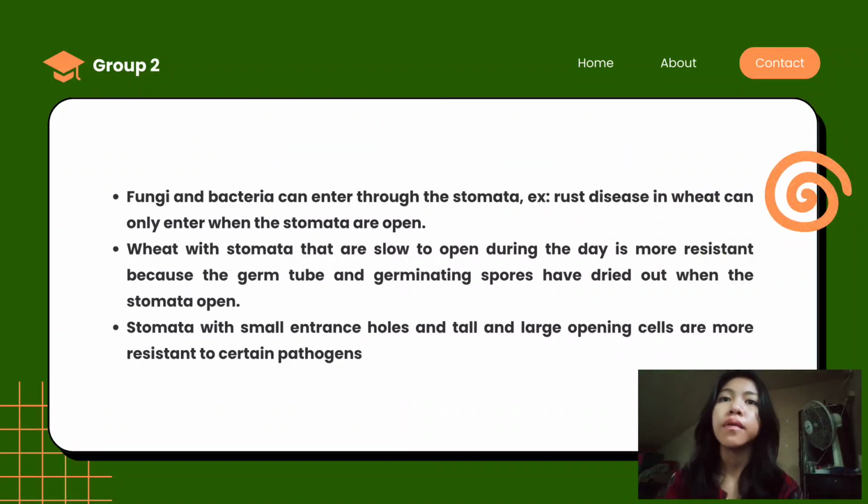Fungi and bacteria can enter through the stomata. For example, rust disease in wheat can only enter when the stomata are open. Wheat with stomata that are slow to open during the day is more resistant because the germ tube and germinating spores have dried out when the stomata open. Lastly, stomata with small entrance holes and tall and large opening cells are more resistant to certain pathogens.